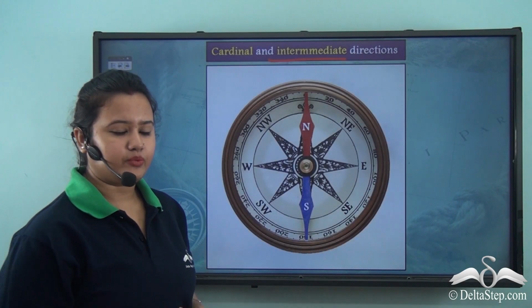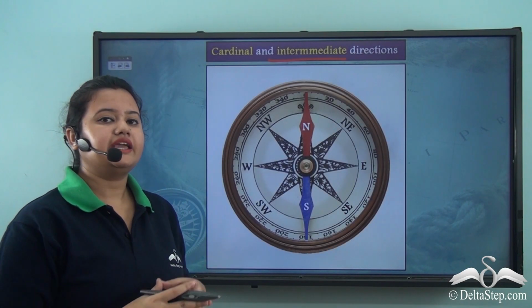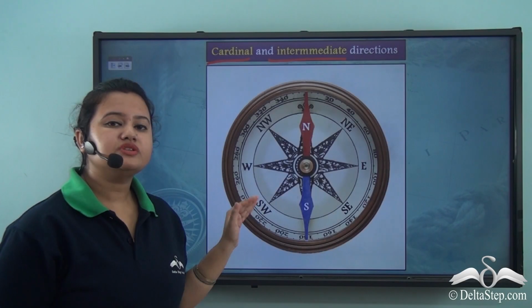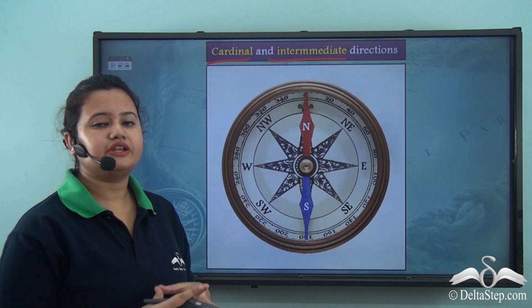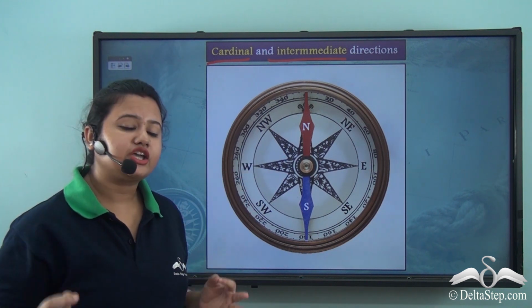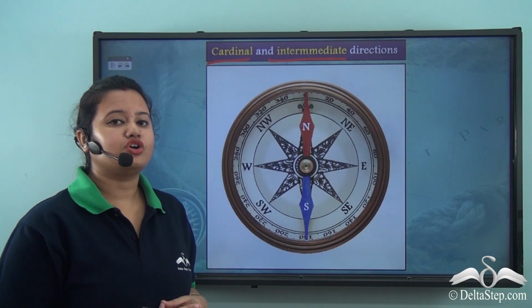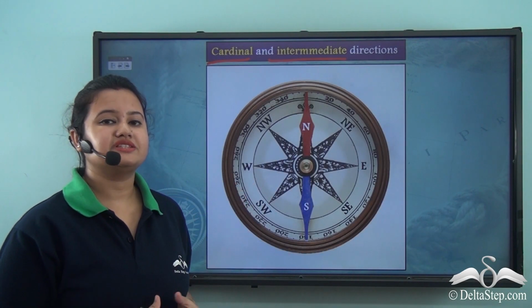So the intermediate points, as we just learnt, lie in between the main cardinal points. Now using these cardinal and intermediate points, we can find the accurate direction of any place. So let's find out the direction of any place using these points in a world map.